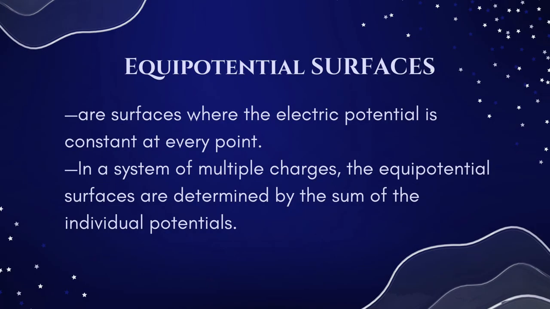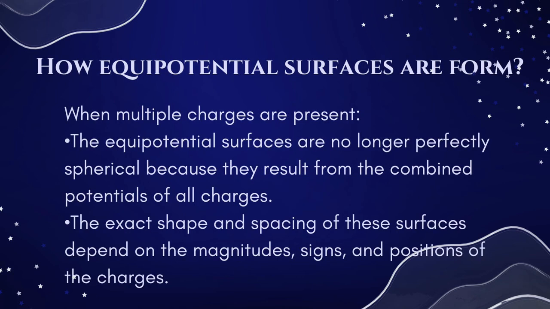So now we are on the last part of the report, equipotential surface. It is a surface where the electric potential is the same at every point, resulting in no electric field or potential difference between any 2 points on the surface. So how are equipotential surfaces formed when multiple charges are present? There are two bullets here. First, the equipotential surfaces are no longer perfectly spherical because they result from the combined potentials of all charges. Next, the exact shape and spacing of these surfaces depend on the magnitudes, signs, and positions of the charges.